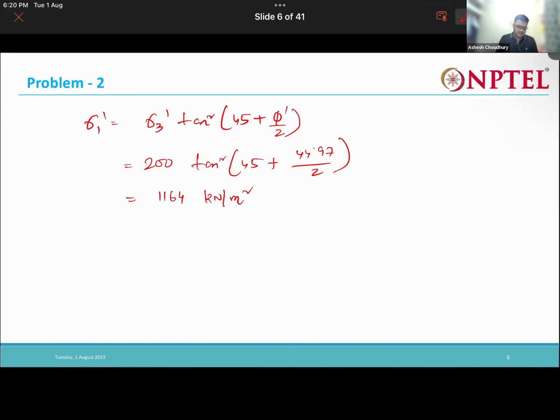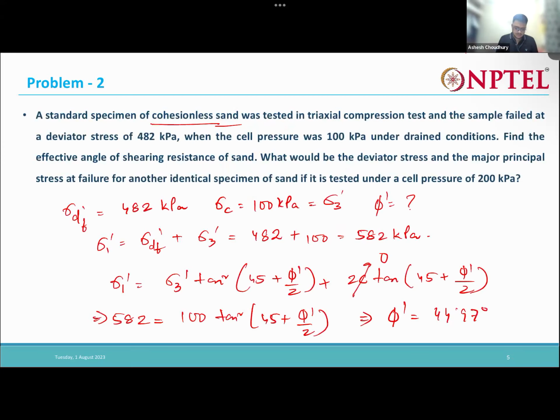Now, if this is the major principal stress, what is my deviator stress? What is the deviator stress? Anyone can answer. There isn't an issue. What will be the deviator stress? Nothing but sigma 1 dash minus sigma 3 dash, right? So 1164 minus, what is sigma 3? 200.